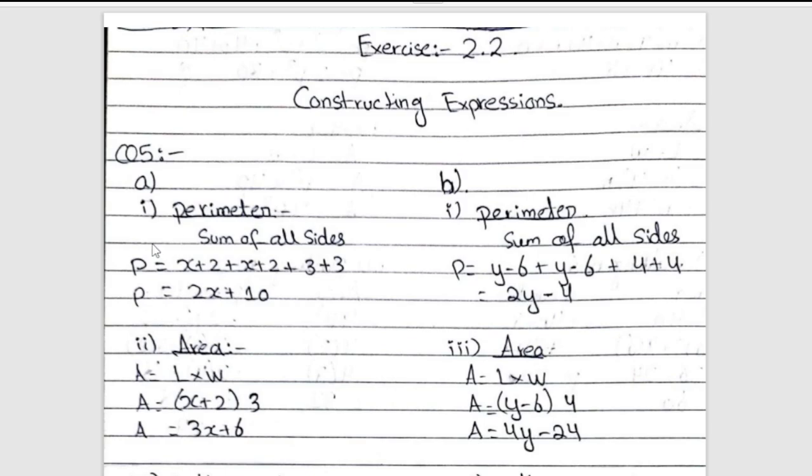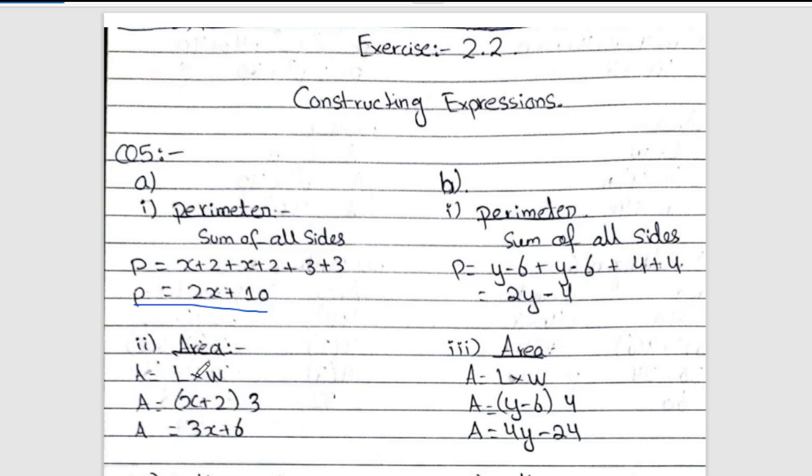Question number 5, part A. You have to find the perimeter. Perimeter is the sum of all sides. So we will add x plus 2, x plus 2. These are two sides, and 3 plus 3 are the other two sides. By solving these expressions, our perimeter will be 2x plus 10. So this will be our perimeter.